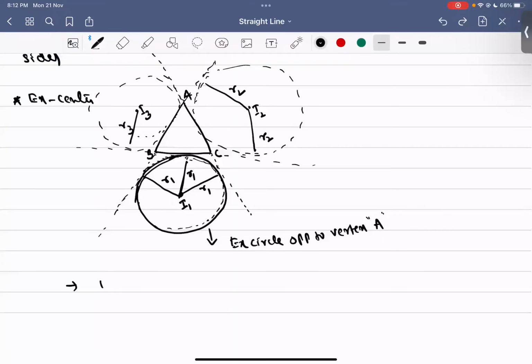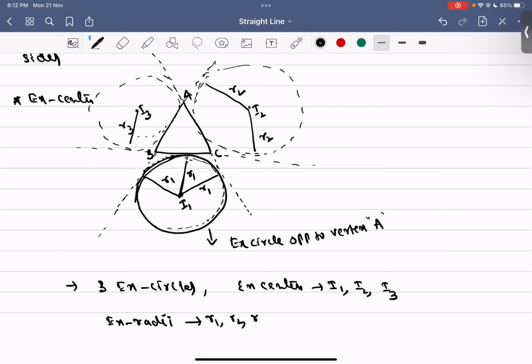I will write like this. 3 excircles. 3 excenters, that is, excenters are I1, I2, I3. Exradii R1, R2, R3.